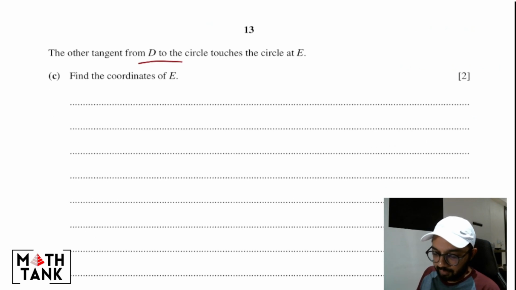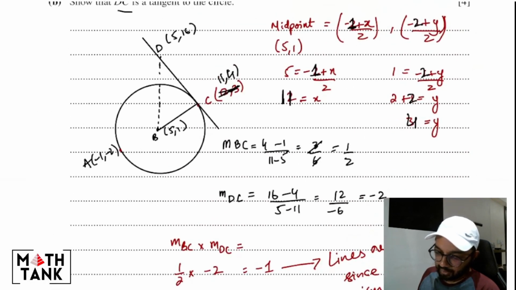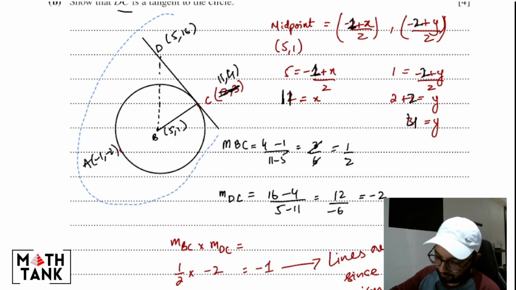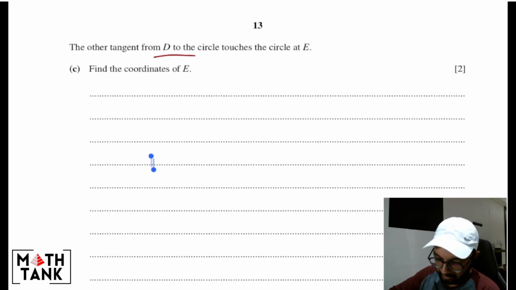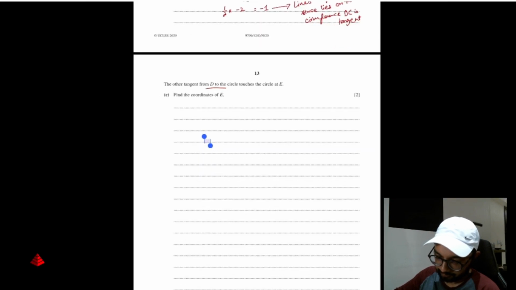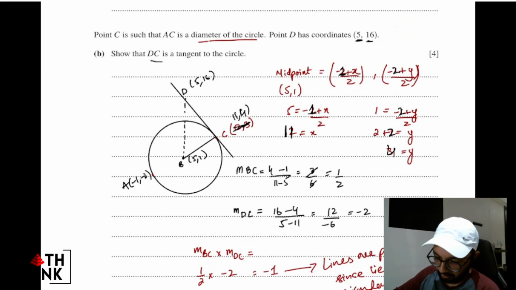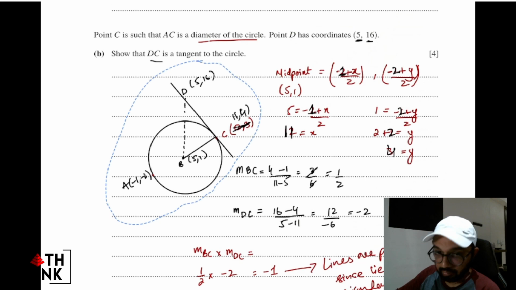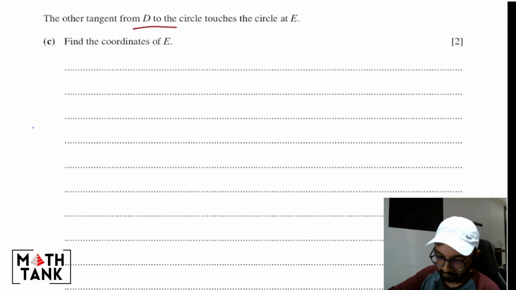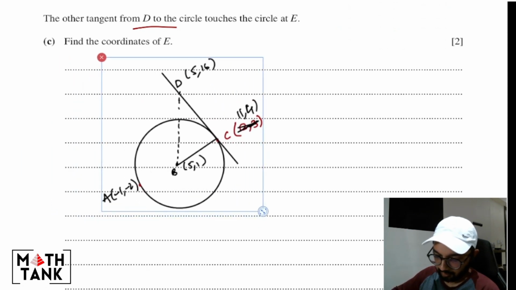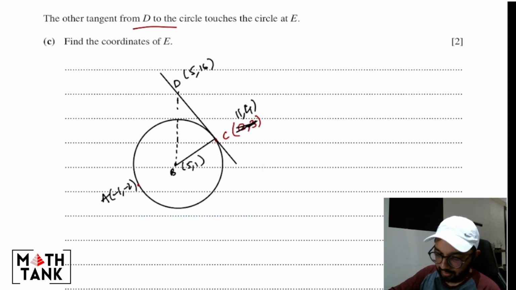It says the other tangent from D to the circle touches the circle at E. Okay, so what I'm going to do is copy and paste this for you so that you can see it clearly on the next page. It has a bit to do with the diagram. Not a difficult question, just that you need to see what's happening in the diagram. Copy. Okay, the other tangent from D.